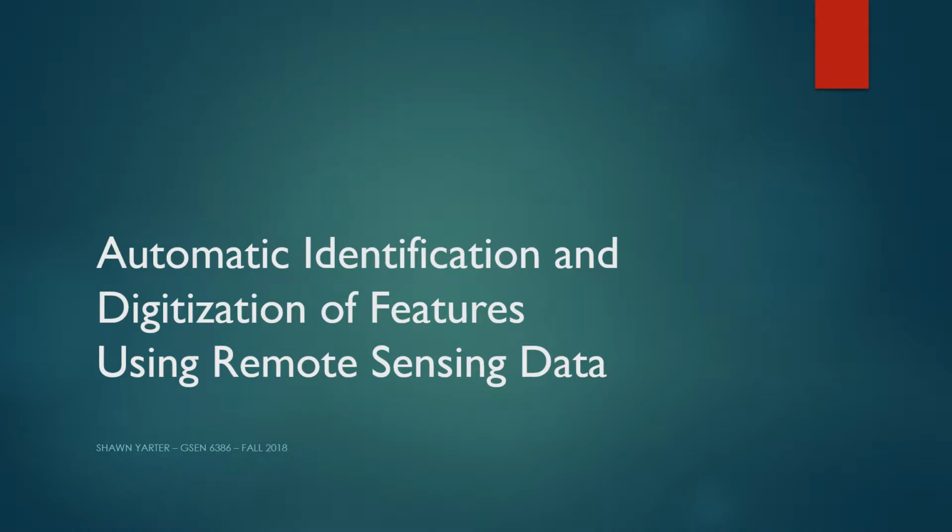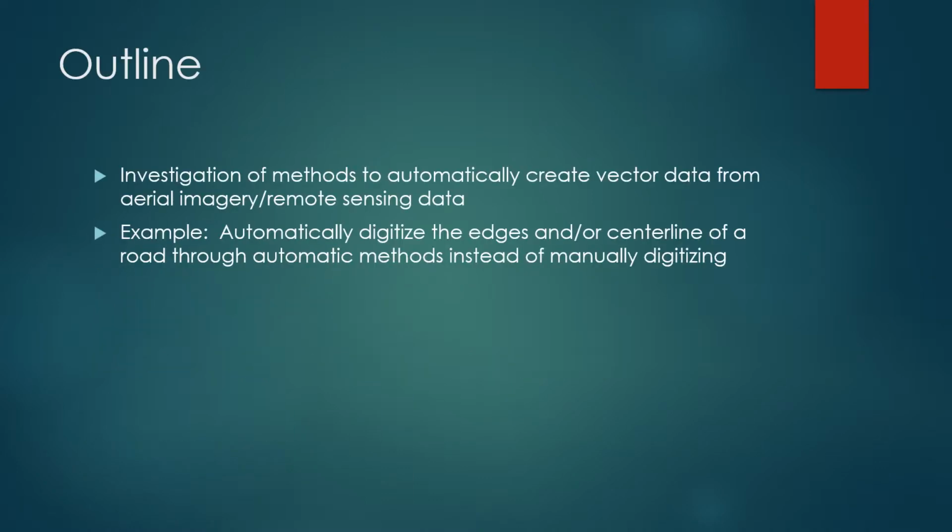Hello, this is my presentation over the automatic identification and digitization of features using remote sensing data for GSIN 6386. This will be an investigation of the methods to automatically create vector data from aerial imagery or remote sensing data.